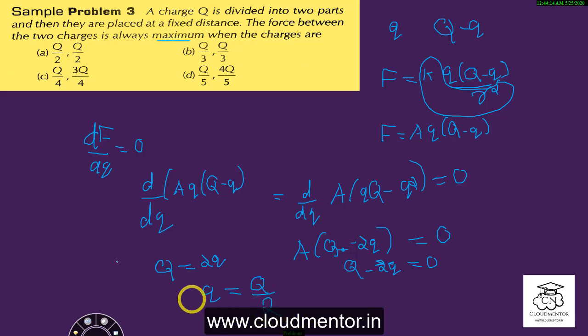Hence the two charges are Q by 2 and Q minus Q by 2, which will be equal to Q by 2. That is Q by 2 and Q by 2. So the correct option is option A. And the fact we got is that when a charge is divided into two equal parts, then the force between them is always maximum. That's the fact we got from this question.